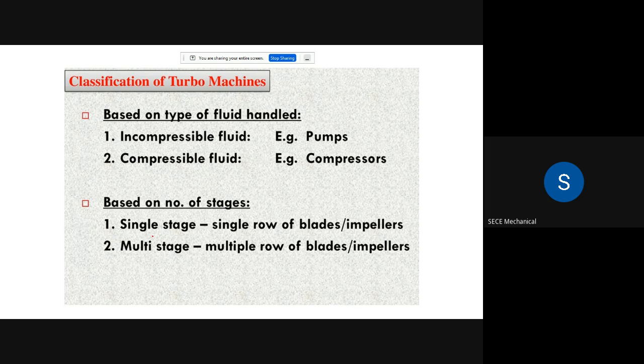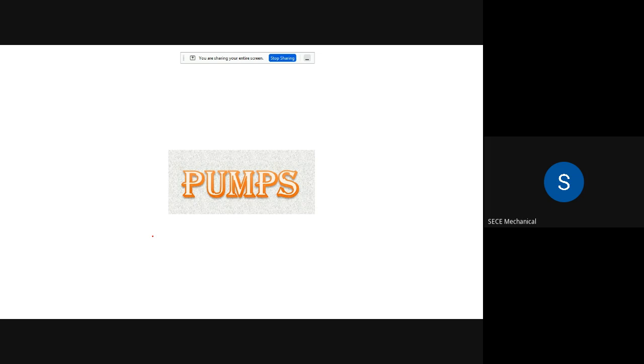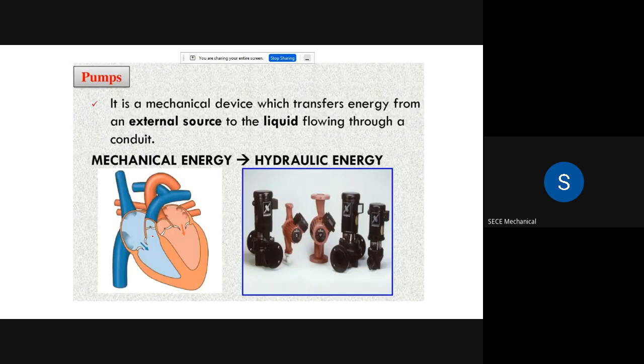Then again, based upon the number of stages: single stage, multi-stage. Now we are moving into the term called pump. So let me see the pump in detail. As we know, a pump is the process of conversion of mechanical energy into hydraulic energy. It is a mechanical device which transforms energy from an external source to the liquid flowing in the conduit.